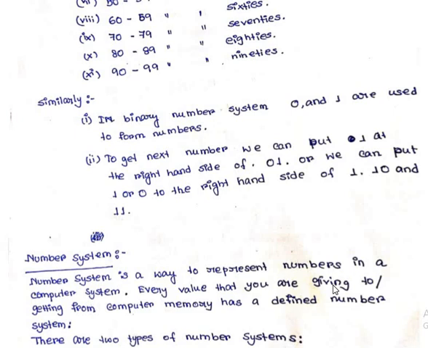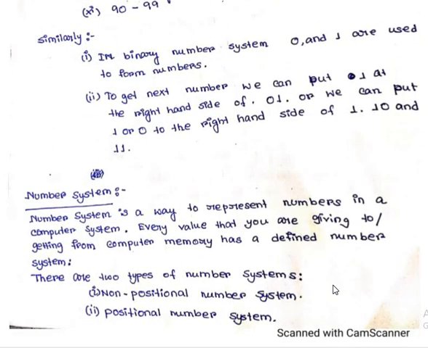I think this is clear. Now, number system. A number system is just a way to represent a number in my computer system. Whenever I am trying to give some data value to my computer as input, I need to represent it the way my computer will understand. So that is called a number system.